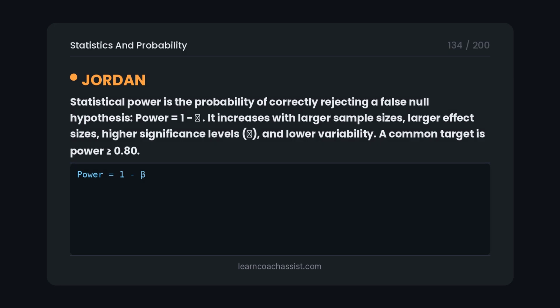Statistical power is the probability of correctly rejecting a false null hypothesis; power equals 1 minus beta. It increases with larger sample sizes, larger effect sizes, higher significance levels (alpha), and lower variability. A common target is power greater than or equal to 0.80.